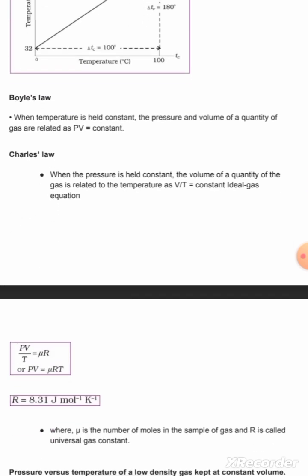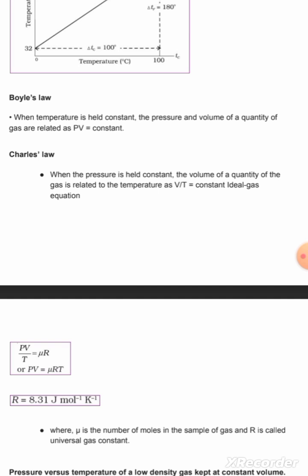Next is Charles's law. When the pressure is held constant, the volume of a quantity of the gas is related to the temperature as V by T is constant, ideal gas equation. And you have to memorize it like, pressure constant कर दिया, है ना? We have a lot of pressure on our brain, to do this, to do that. But if we make that pressure constant, that's going to be very easy to do each and everything else. So it's easy to constant your pressure.